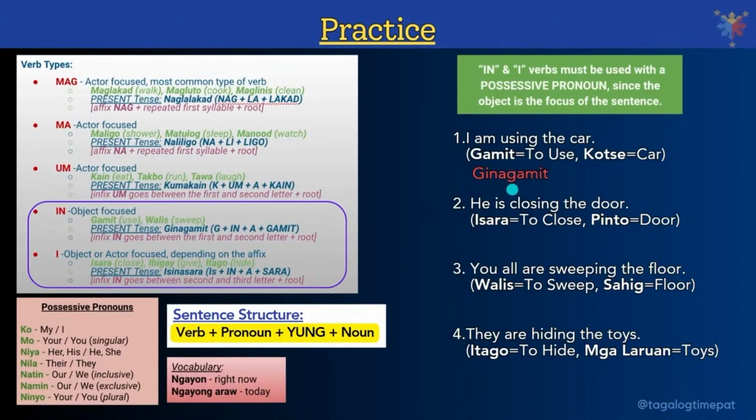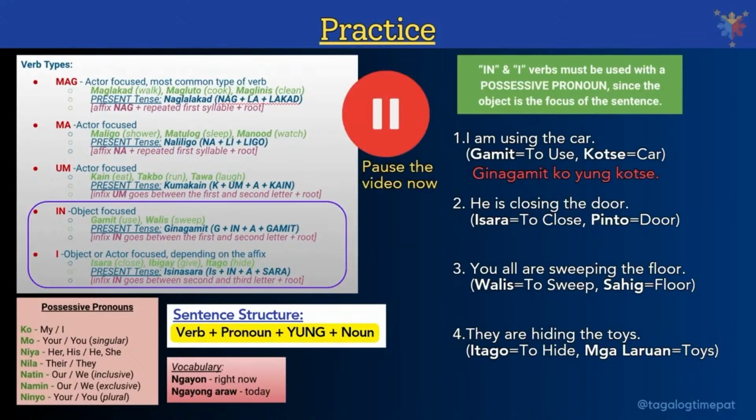Gamit is to use. In the present tense, it's ginagamit. Remember, the in just goes between the first and second letter, and then it's the root. Ginagamit, and then the pronoun I in the possessive pronoun is ko. And then yung car is coche. Ginagamit ko yung coche. I am using the car. Ginagamit ko yung coche. So as you can see, we just kind of plugged everything into this sentence structure. And then we also used the pattern that we learned for these different types of verbs.